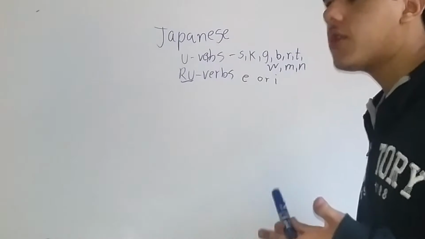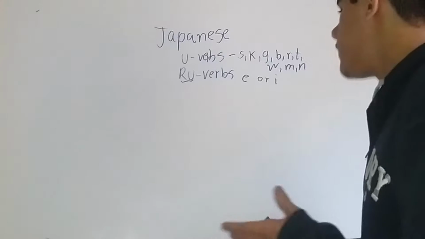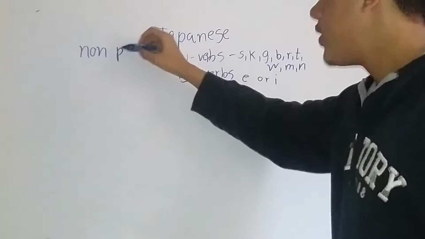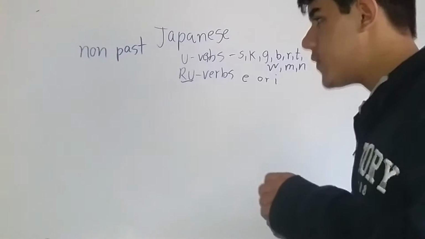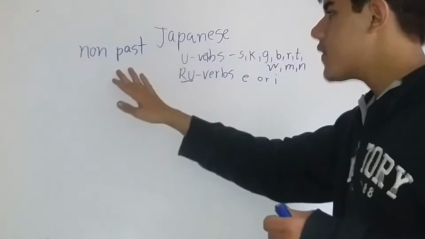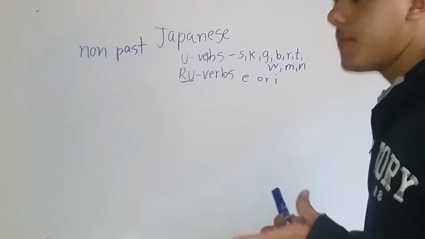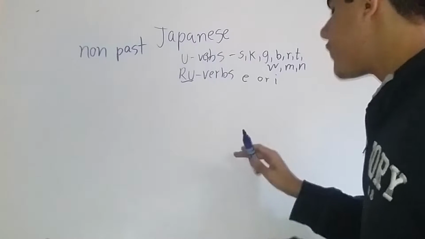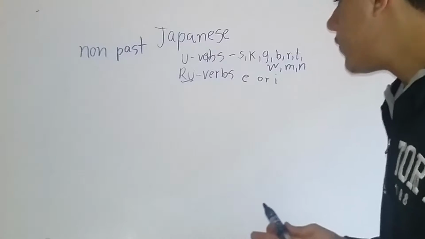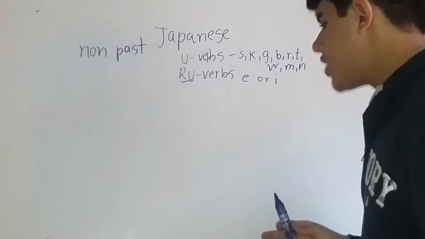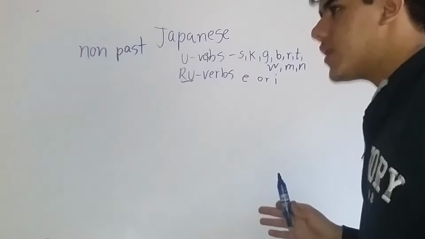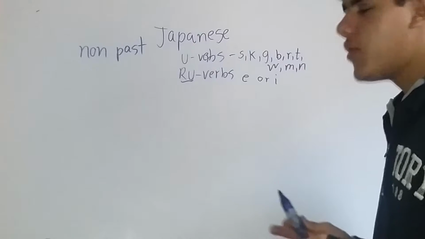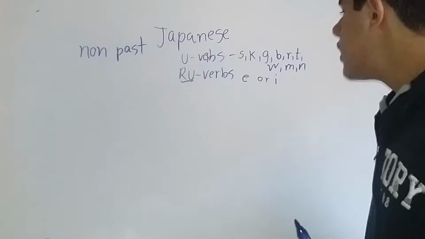In this class we're going to learn how to conjugate these verbs in the non-past. What's this? Well, these are the tenses where we're not talking about the past, like the present, the present continuous, or the future. In Japanese, we don't have a different tense for the future and for the present, so we use the same form.